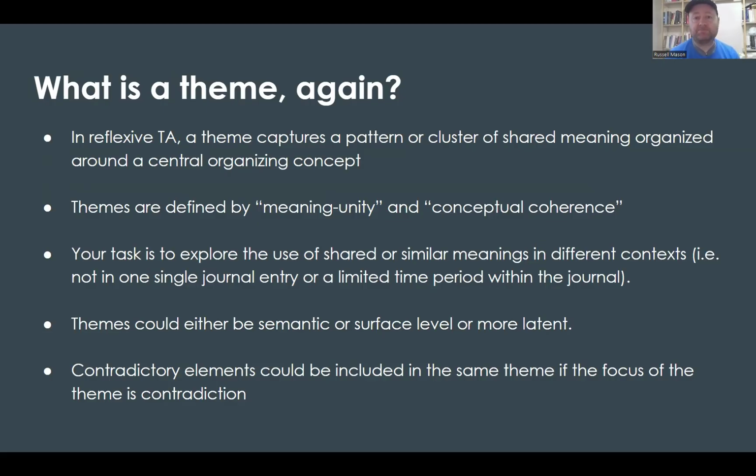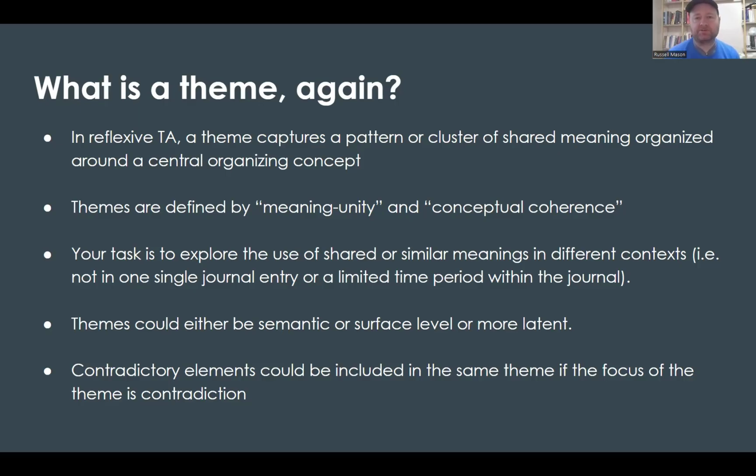Themes are defined by meaning unity and conceptual coherence. This relates back to the idea of a central organizing concept. These are some alternative phrases that can be used to refer to that. It's unified by the meaning, or it's conceptually coherent, or it has a central organizing concept. It's based around an idea.